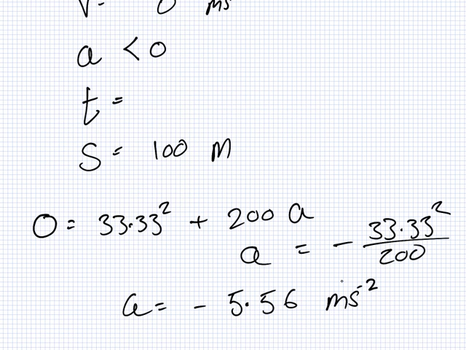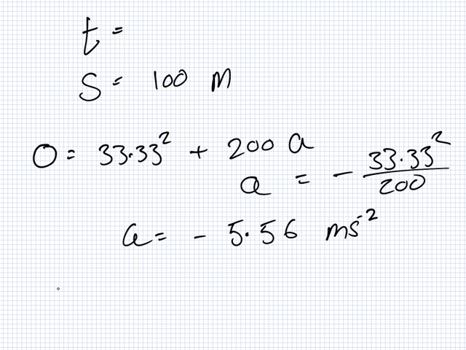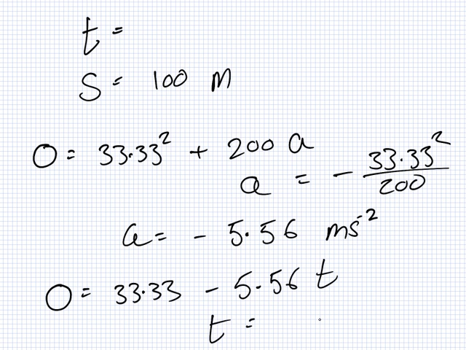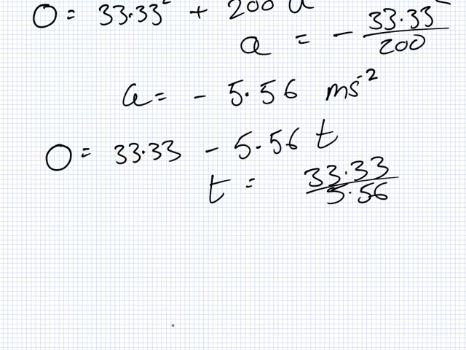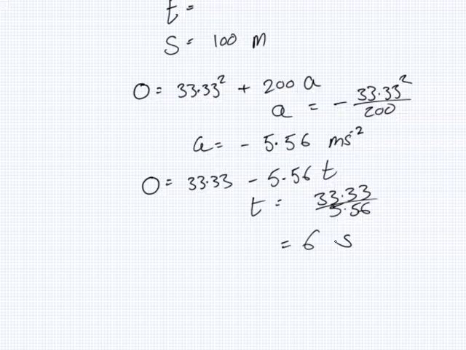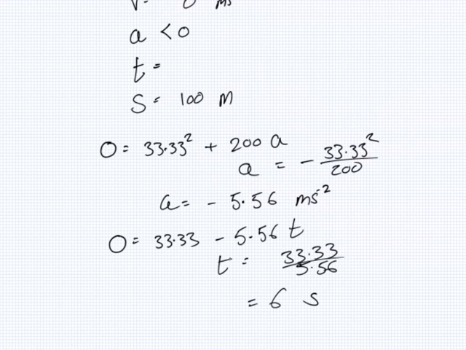And now the t, what would be the best way to get the t? I think perhaps v equals u plus a t. So the t would be the 33.33 over the 5.56. Okay, let's see. 6 seconds about, yeah. Okay, that wasn't too bad. I hope you got that. Continue.